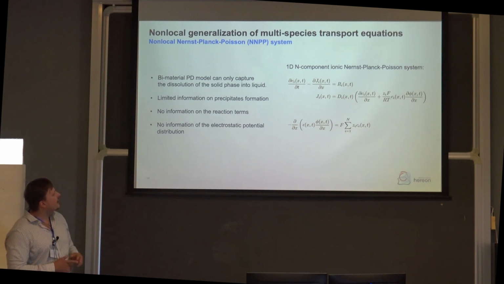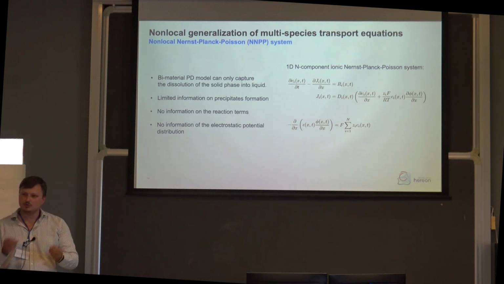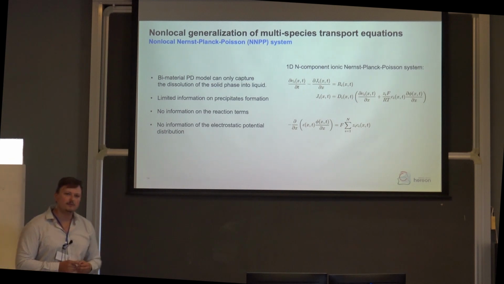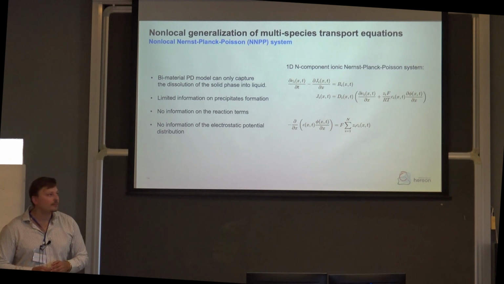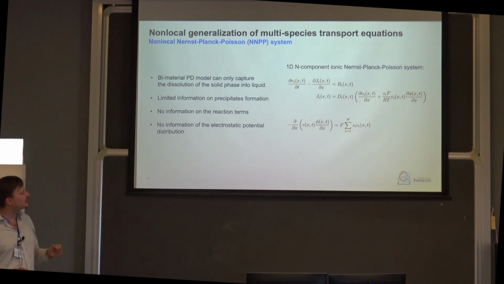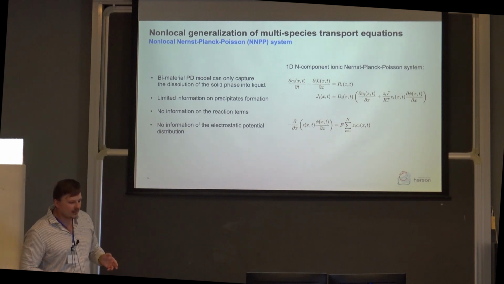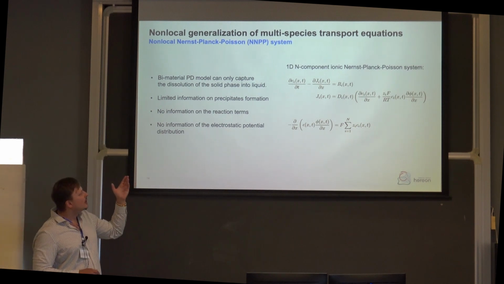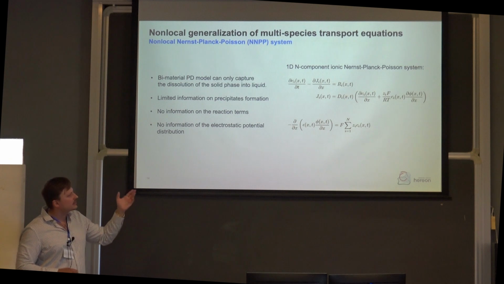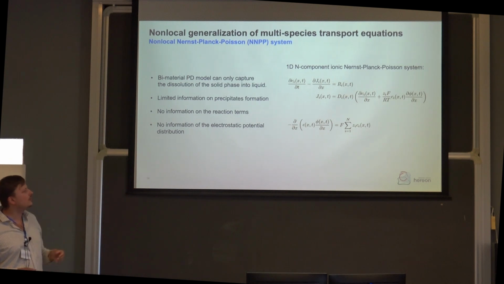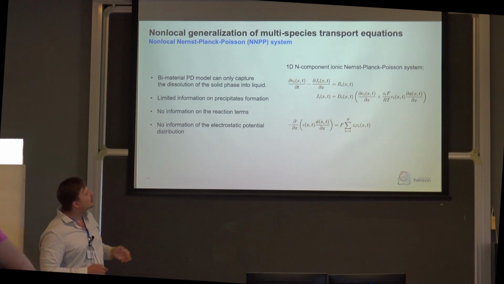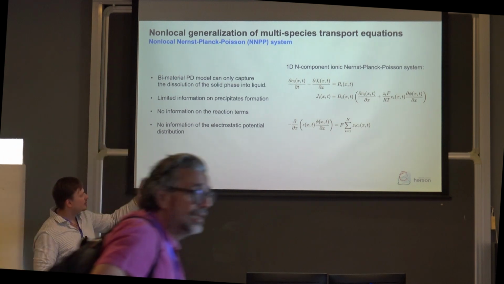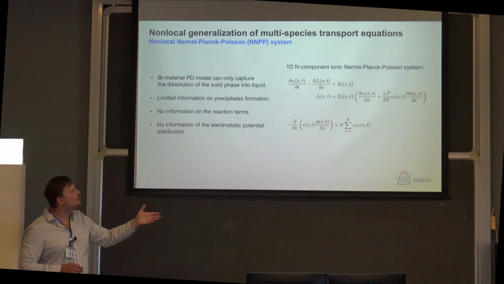So there is no real prediction of the evolution of the field variables and the formation of precipitates. Likewise, we don't have any information on the reaction terms, so chemical reactions in the system and how they influence the process, and no information on the electrostatic potential distribution. In order to model these problems, what traditionally is being done is that the n-component ionic Nernst-Planck-Poisson or Poisson-Nernst-Planck equation system is being utilized, which in 1D takes this form. It is very similar to the classical diffusion equation.